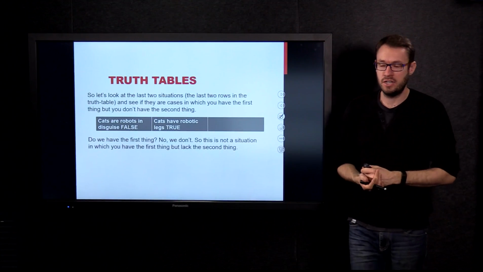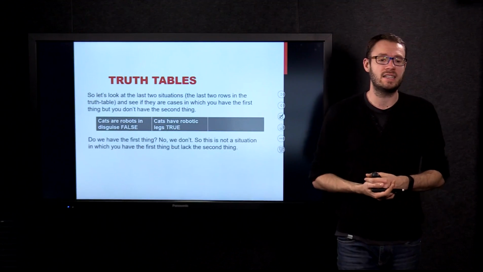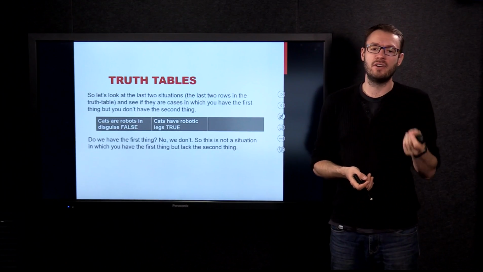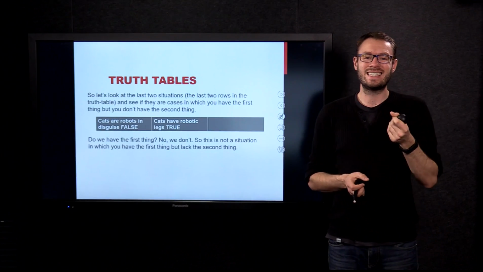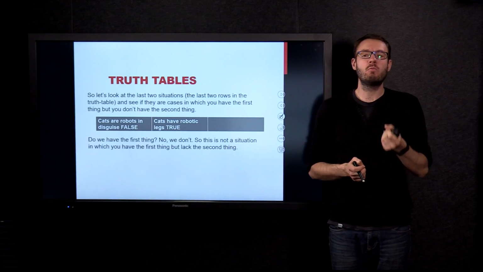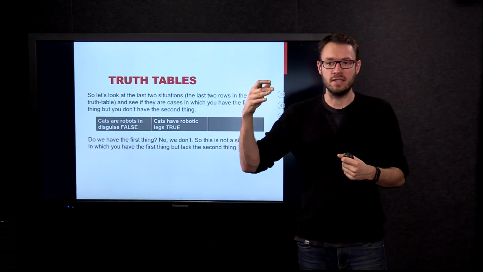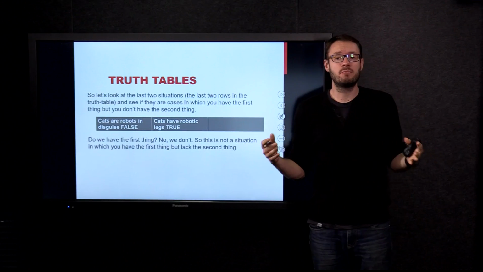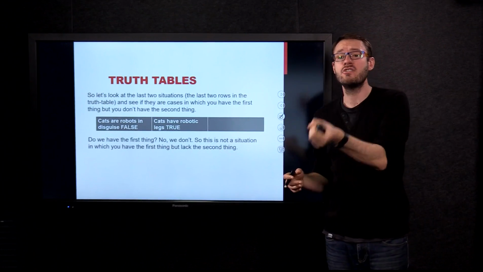Let's take a look at this first situation first. This is the case where "cats are robots in disguise" is false, but they do, as a matter of fact, have robotic legs. Now the key thing to ask ourselves is, do we have the first thing? Remember, the first thing here, the first part of that conditional statement, is that cats are robots in disguise. If we have the first thing, then we can work out whether we've got the second thing and thus work out whether the conditional claim is false. But we don't even have the first thing. Because we don't have the first thing, here's something we do know: the conditional claim is not false.